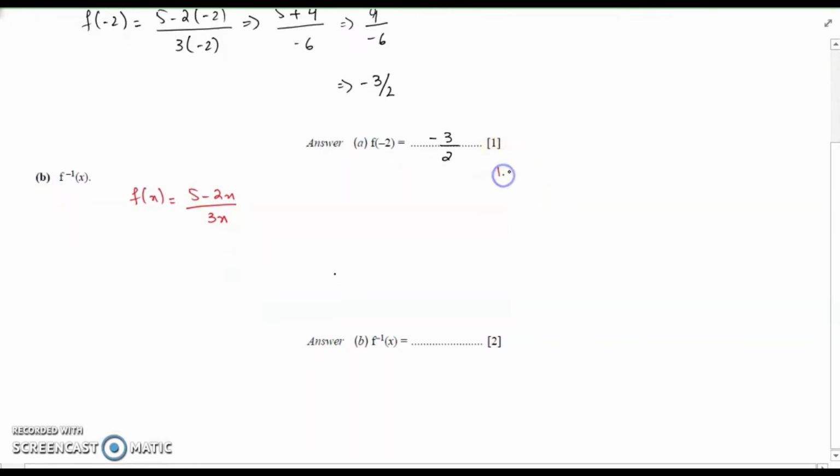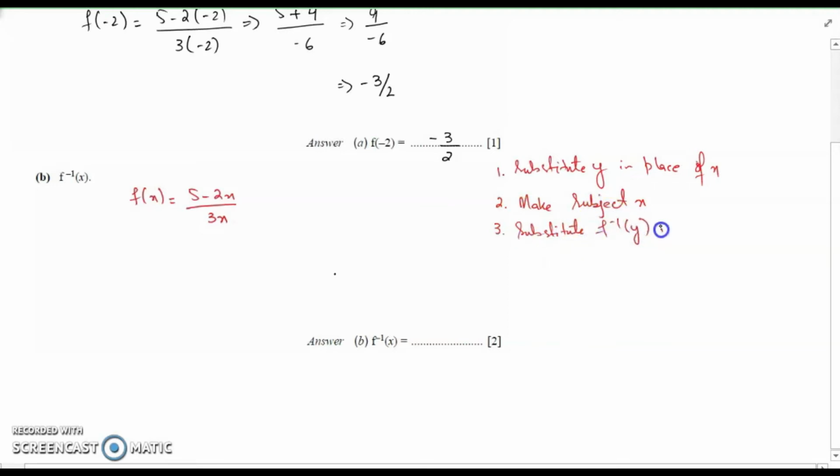So the first step is you will substitute y in place of f of x. Then in the second step you will make x the subject. Then in the third step you will substitute f inverse of y in place of x. Then in the last part you will replace y by x.